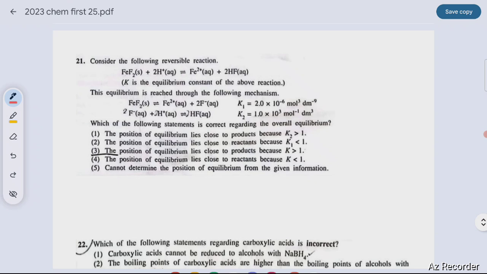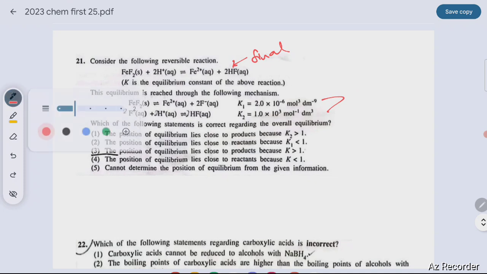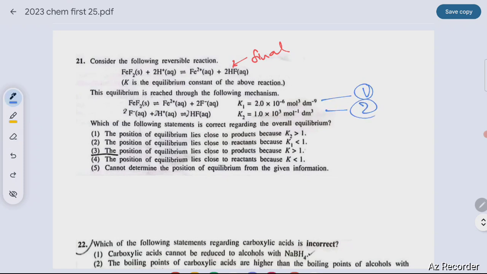They have given the mechanism, and this is the final reaction. From these two steps it reaches the final step. So we can make this final reaction from these two steps. I can name this one as 1 and this one as 2. We have 1 FeF2, so we can write it in the same way, FeF2. Then we have 2H+. H+ is from this equation.